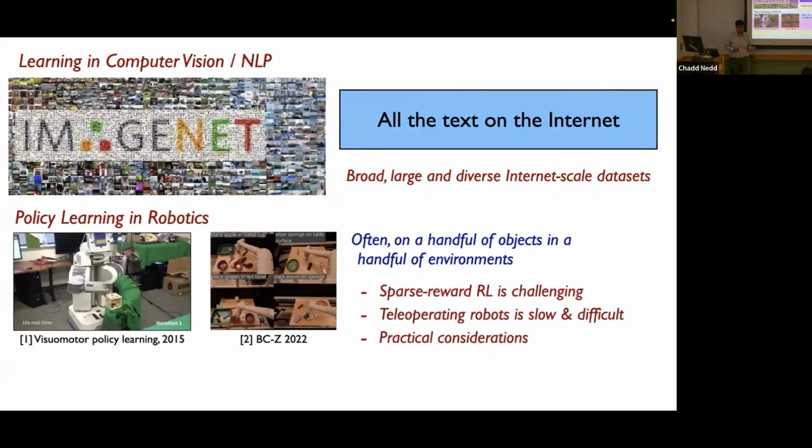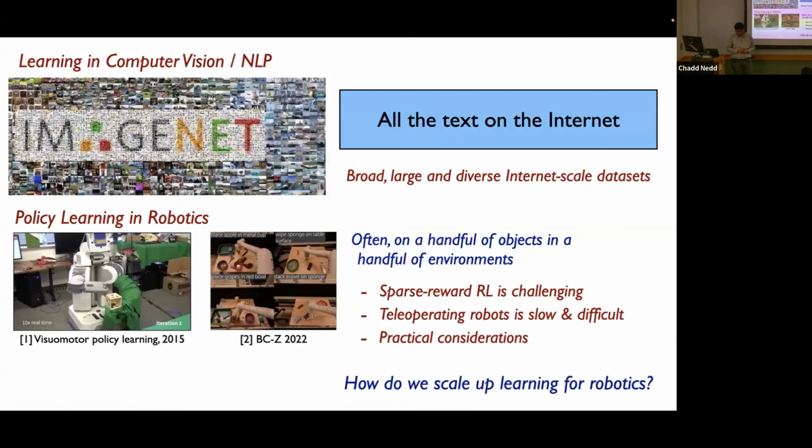Robot RL is challenging. You need an expert to actually demonstrate what you want the robot to do. But teleoperating robots is both slow and difficult. And of course, there are practical considerations of taking a heavy physical machine outside of the lab to actually collect data. So the question that the field is facing right now is how can we scale up robot learning? And over the last many years, many answers have arisen.